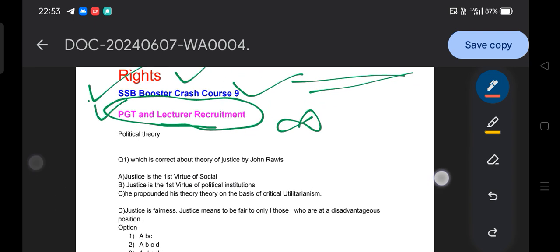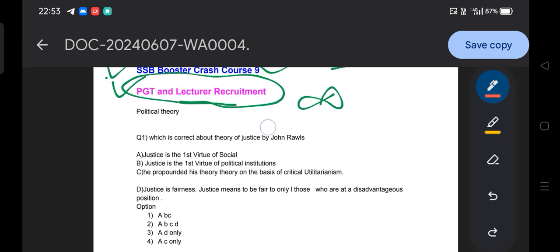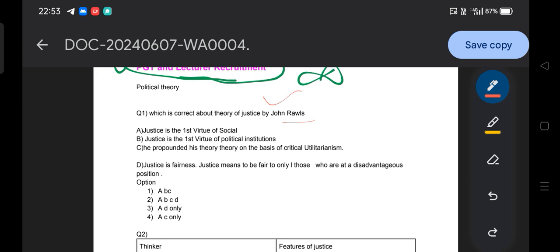The first question: which is correct about the theory of justice by John Rawls? Option A, justice is the first virtue of the social institution. Option B, justice is the first virtue of the political institution. Option C, he propounded his theory of justice on the basis of critical utilitarianism. Option D, justice is fairness; justice means to be fair only to those who are in a disadvantaged position.